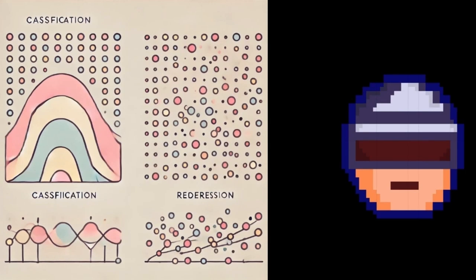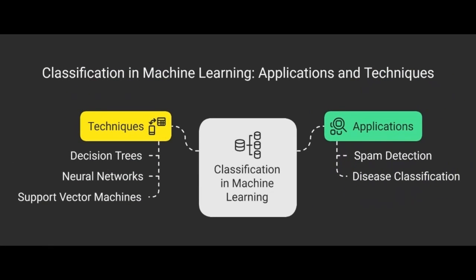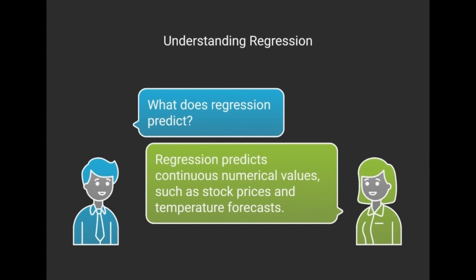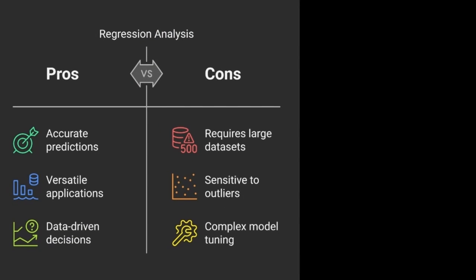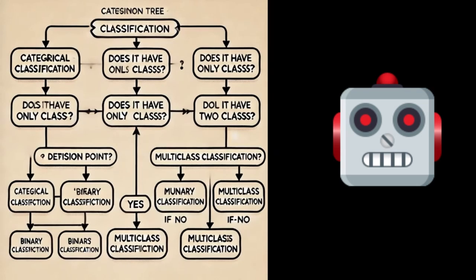Types of supervised learning: classification versus regression. Supervised learning can be broadly categorized into classification and regression tasks. Classification assigns labels to predefined categories, making it useful for applications like spam detection and disease classification. On the other hand, regression predicts continuous numerical values, which is essential for tasks such as stock price prediction and temperature forecasting. Both approaches play a crucial role in solving real-world problems and optimizing decision-making through data-driven insights.